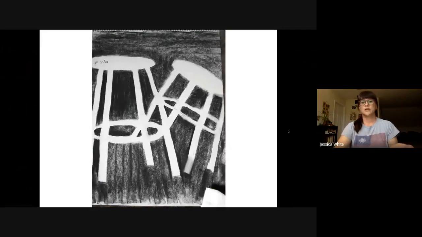I just wanted to show this example of the stools. This is going to be part of our project later on, but again, looking at the space as its own entity. So you're looking more at the negative space. The positive image really has no detail at all. It's really just an empty, flat space.